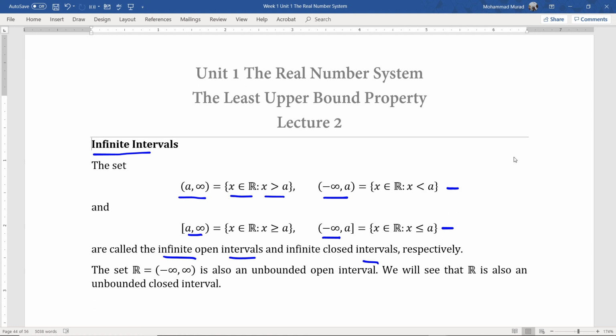The set of all real numbers, often denoted by this symbol, negative infinity to positive infinity enclosed by parentheses, is also an unbounded open interval. We will see that R is also an unbounded closed interval. So R is a set which is at the same time an open interval and a closed interval. We'll prove this later.